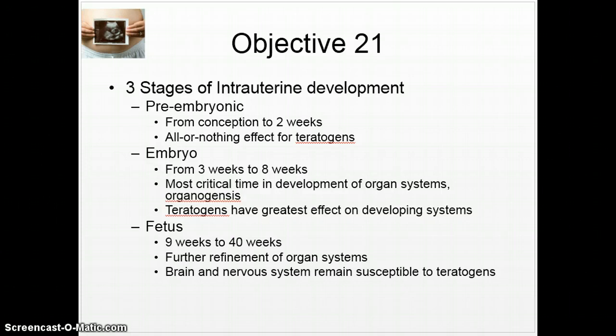In the fetal stage, it's from 9 weeks to 40 weeks. There's further refinement of the major organ systems, but they are all there. The brain and the nervous system remain susceptible throughout the entire intrauterine development to drugs and teratogens.